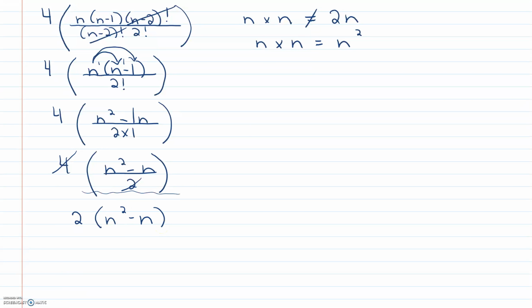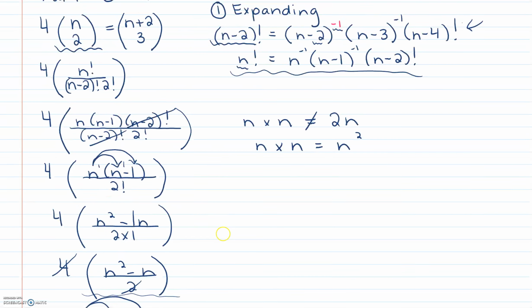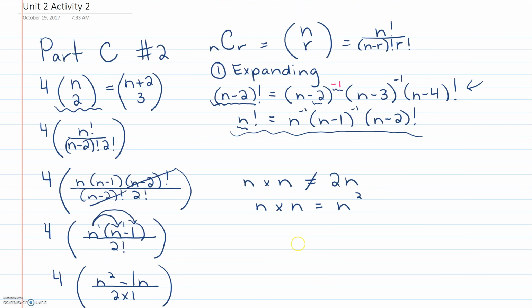Okay. And from here, there's another multiplication. So 2 times n squared is just 2n squared. There's nothing you can do there. And 2 times negative n is negative 2n. So that's the left side. Scary enough. I know this takes a really long time. I'm just going to move all of my work here.